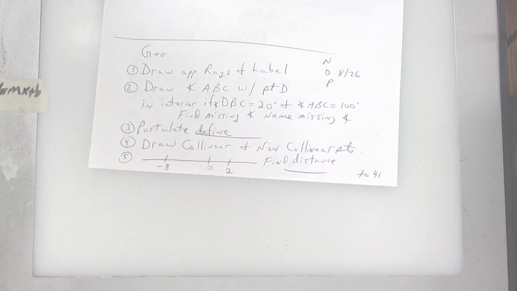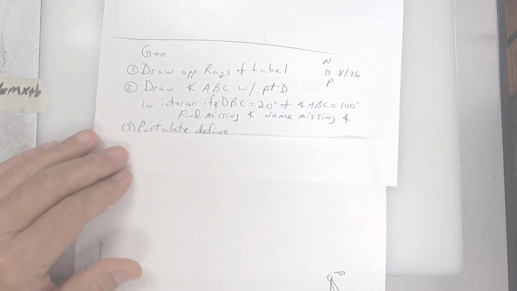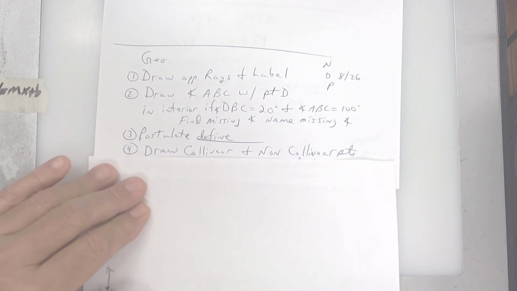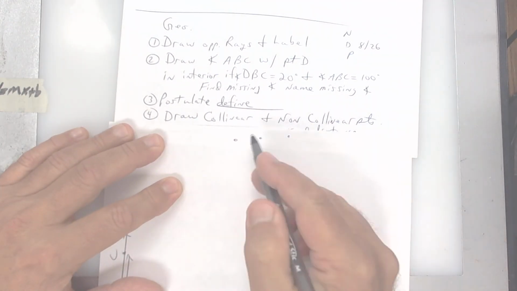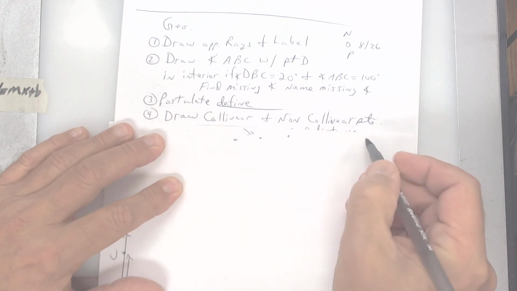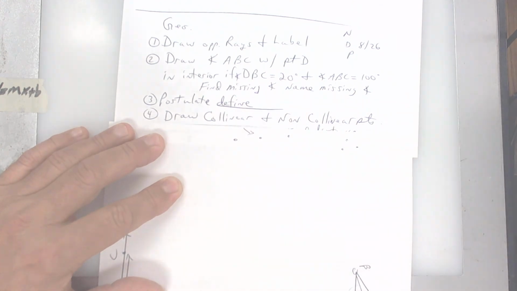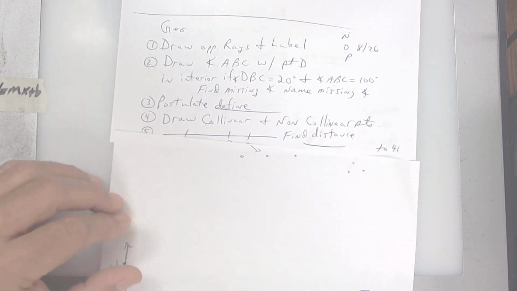All right, let's go on. A postulate is accepted without proof. Draw a collinear. Collinear is a straight line. Okay, that's collinear. And non-collinear would be crooked points, like cue balls when you rack.